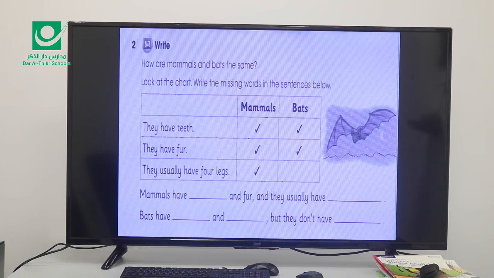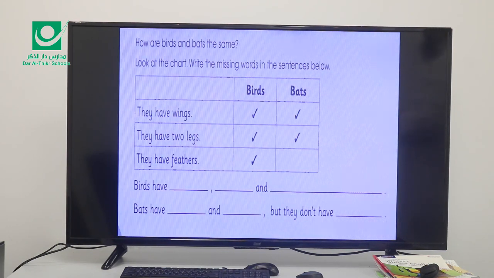So let's complete, students. Mammals have, then we have the space, and fur. So what do they have in common? Please write the answer. Yes, they have teeth and fur, and they usually have, it's written the last one, 4 legs. Thank you. Bats have teeth and fur, okay, like the mammals. But they don't have 4 legs. Okay? Yes. Let's read the other chart.